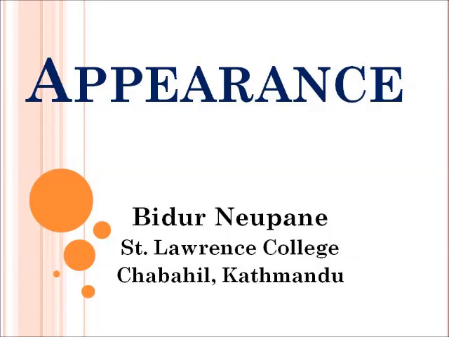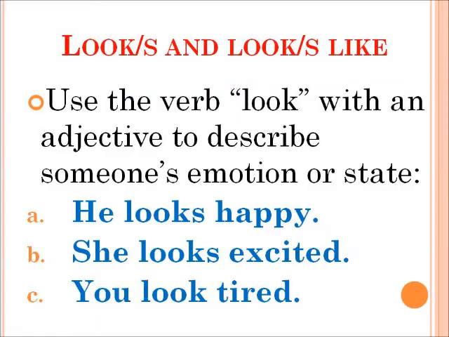like look, looks, seem, look as if, look as though. So very firstly, let's talk about look and look like, or looks and looks like. Mostly look and look like are used to compare, or they are used to say what something resembles, or what something looks like, right? So we use the verb look with an adjective to describe someone's emotions or state.